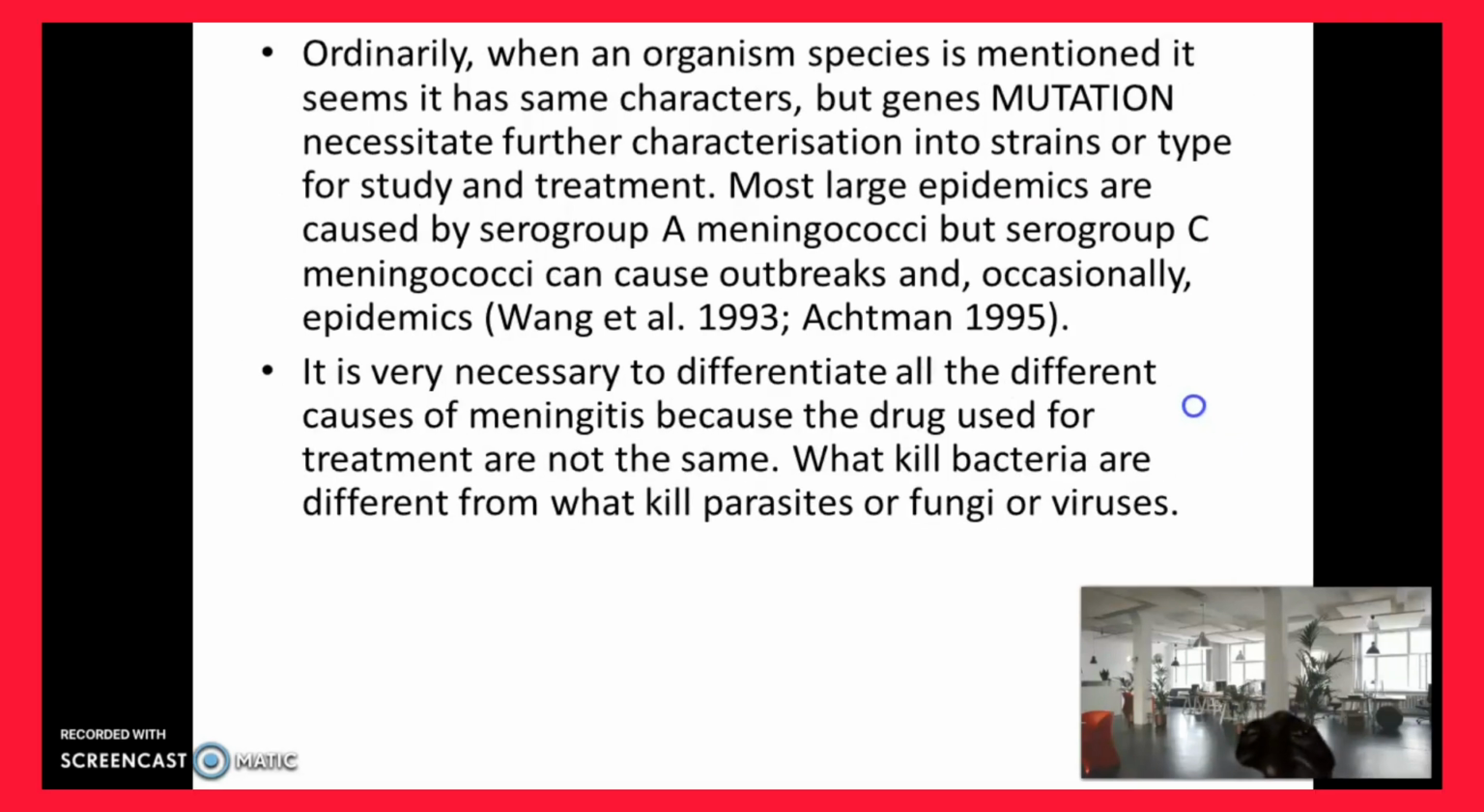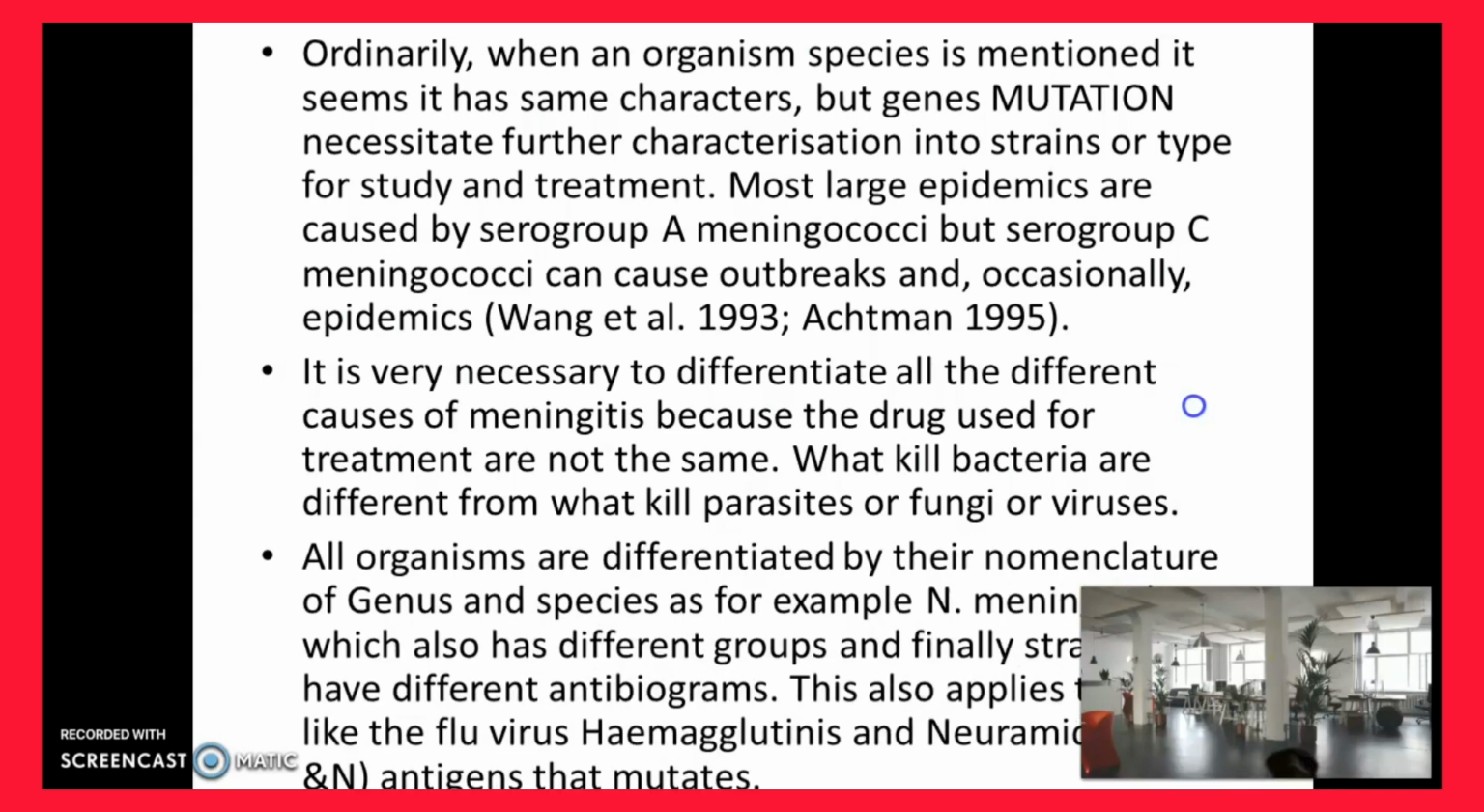It is very necessary to differentiate all the different causes of meningitis because the drugs used for treatment are not the same. What kills bacteria is different from what will kill parasites. All organisms are differentiated by their nomenclature of genus and species, as for example, Neisseria meningitidis, which also has different groups and finally strains, with different antibiograms. This also applies to viruses like the flu virus. There are also the hemagglutinin and neuraminidase that are used to differentiate. These antigens often mutate, so the same thing applies, especially to pandemics. Once you have strains that mutate very well, they can spread all over the world.